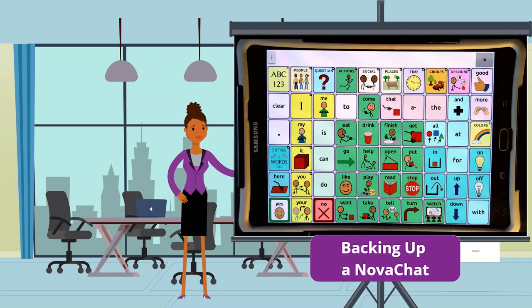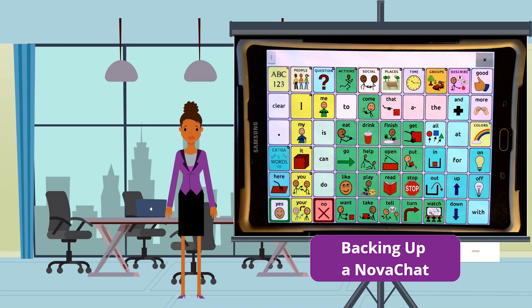Let's take a look at how to back up and restore your NovaChat.